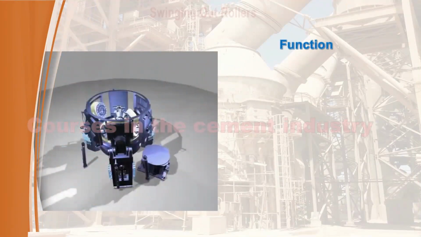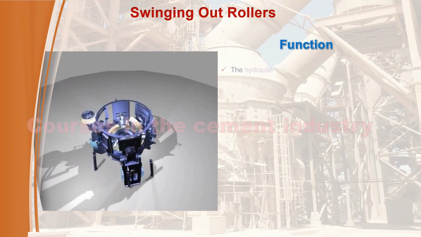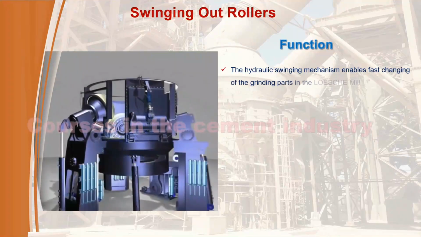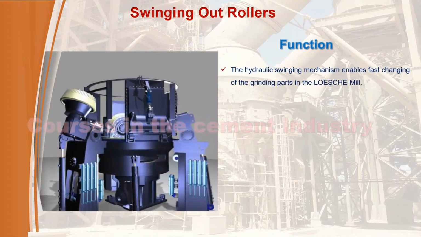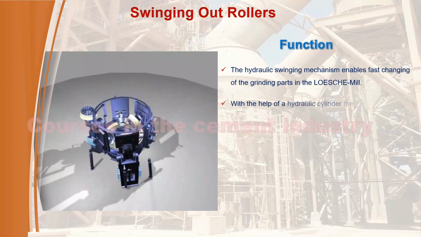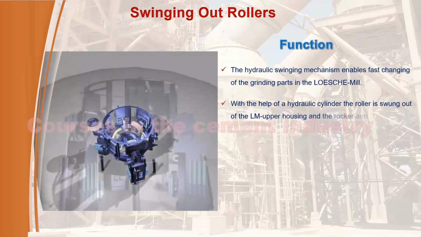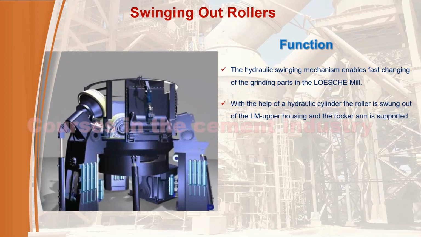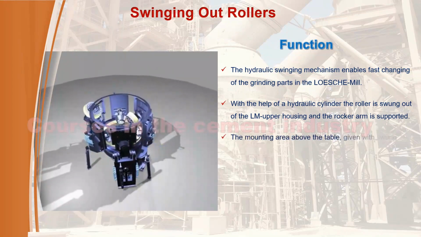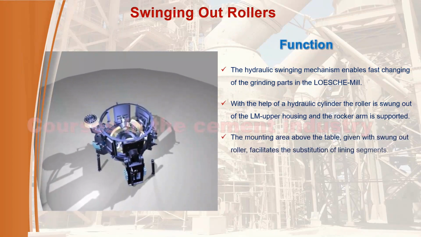Function 4. Swinging out rollers. 1. The hydraulic swinging mechanism enables fast changing of the grinding parts in the LOESCHE mill. 2. With the help of a hydraulic cylinder, the roller is swung out of the upper housing, and the rocker arm is supported. 3. The mounting area above the table, given with swung out roller, facilitates the substitution of lining segments.